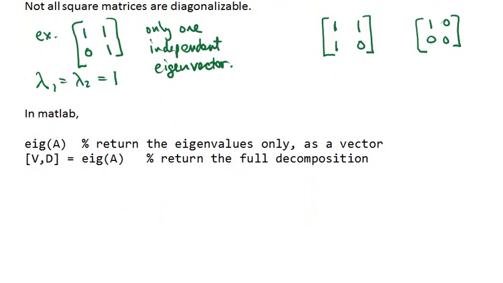Okay, in MATLAB you can find eigenvalues just by typing eig of A. That gives a vector of the eigenvalues of A. If you ask for two outputs, then it gives you the two matrices V and D. So, as with many commands in MATLAB, it behaves differently depending on whether you call it with one output argument or two.